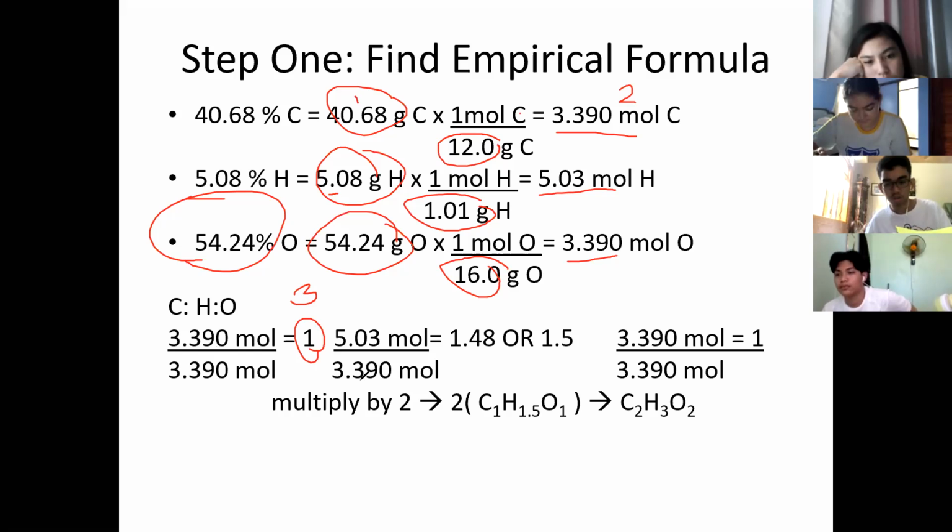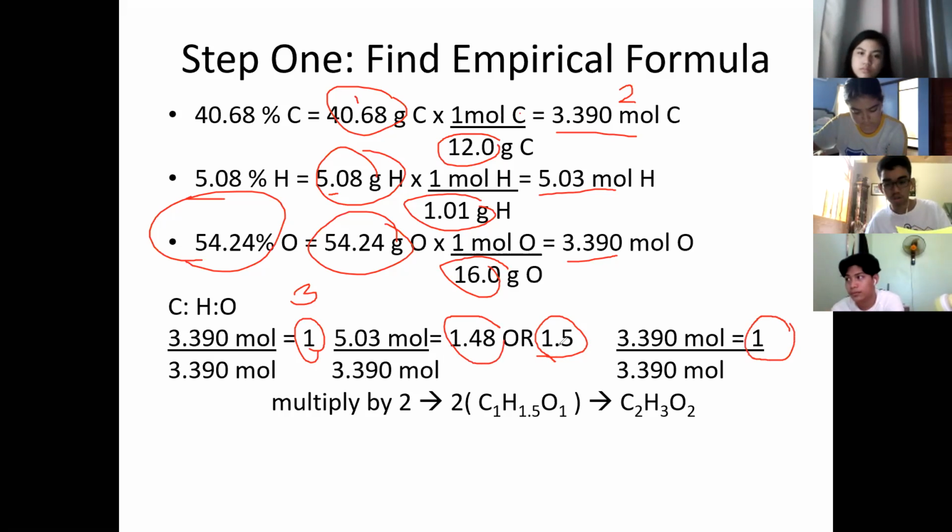5.03 divided by 3.39 is 1.48, which is rounded off to the first decimal value, which is 1.5, and 3.39 divided by 3.39 is 1.